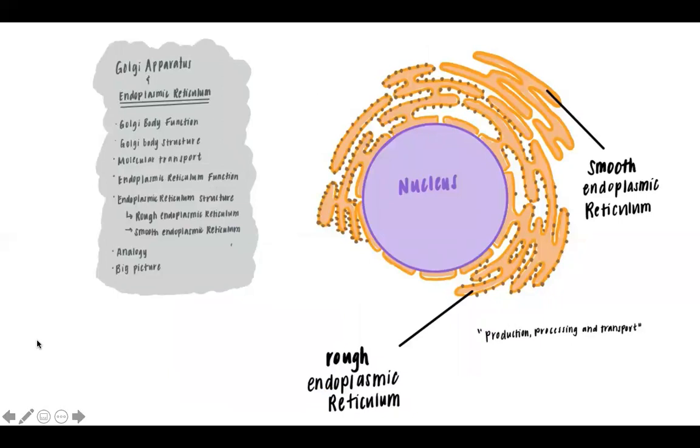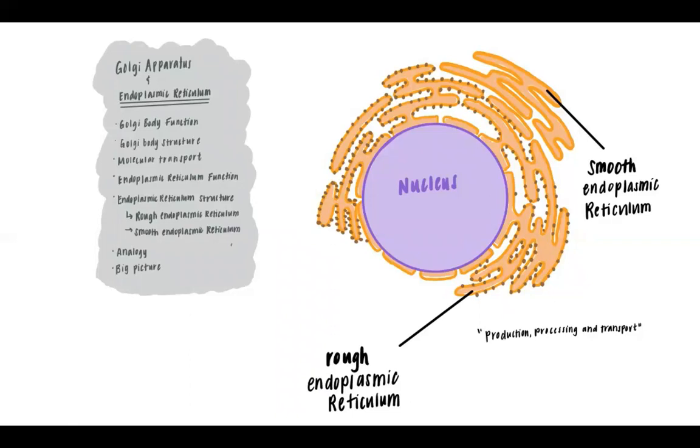The endoplasmic reticulum, or the ER, plays a major role in the production, processing, and transport of proteins and lipids. The ER also produces some cell components like lysosomes, vesicles, the Golgi apparatus, and the cell membrane. The endoplasmic reticulum is also only found in eukaryotic cells. There are two different types of structures of the ER.